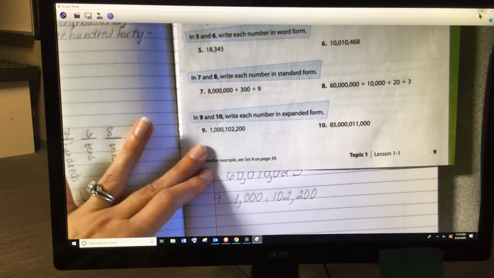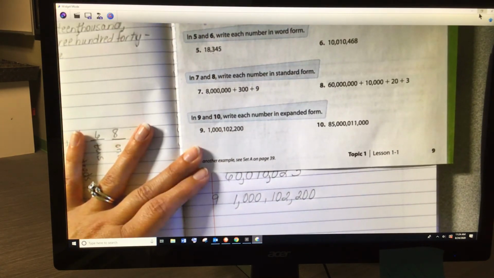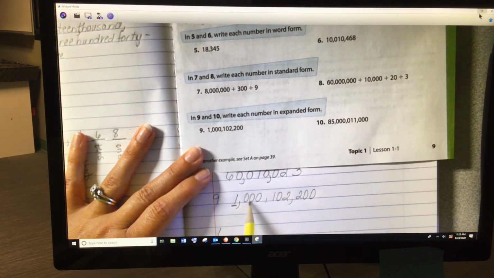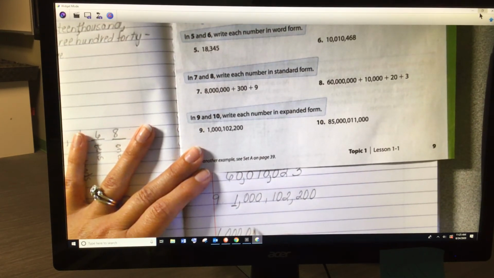1,102,200. Okay, let's start with our first number. We have a 1. How many zeros do we need after it? Well, we count. 1, 2, 3, 4, 5, 6, 7, 8, 9. 9 zeros. 1, 2, 3, comma. 4, 5, 6, comma. 7, 8, 9. 1 billion. So here is our 1 billion.